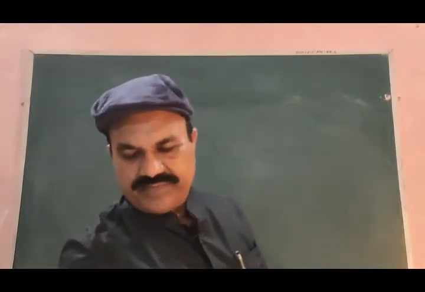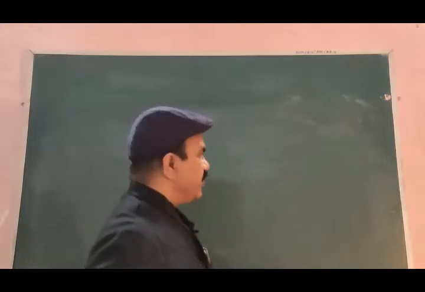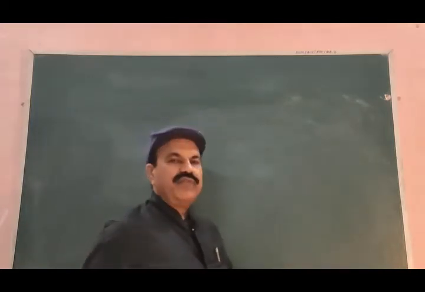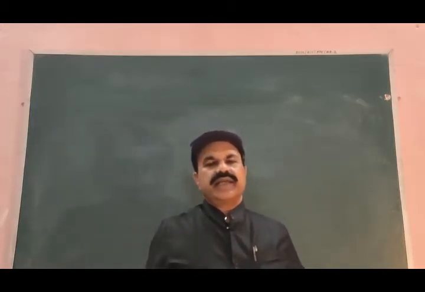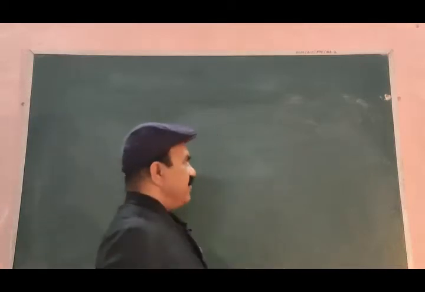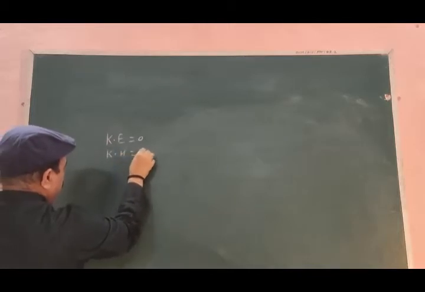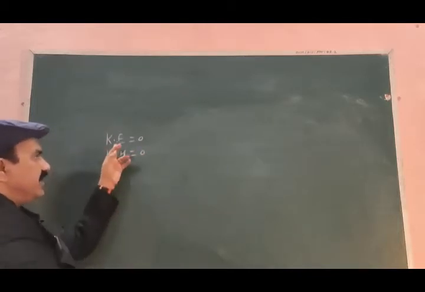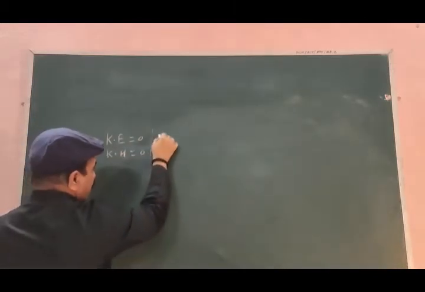In the previous lecture, we arrived at 4 different equations. K dot E is equal to 0, K dot H is equal to 0. This result derived from this one.